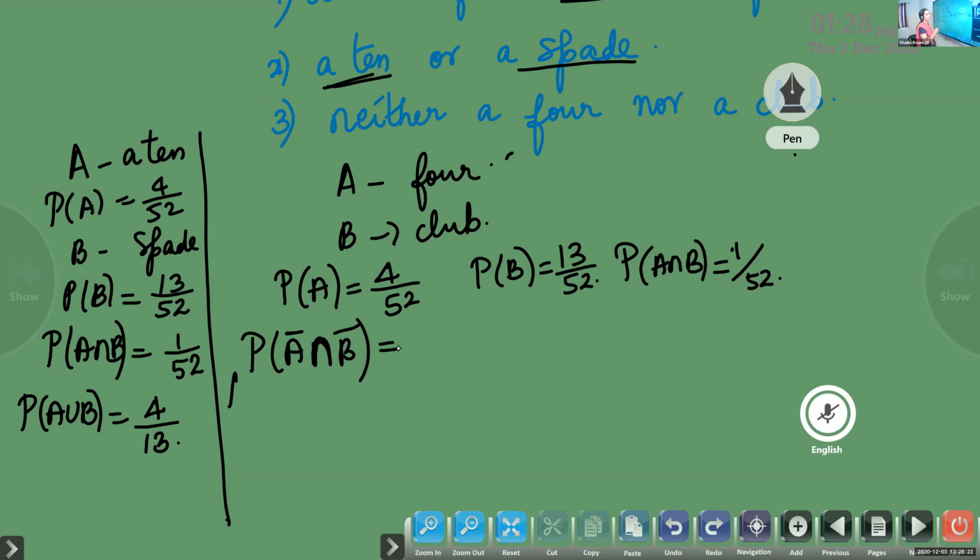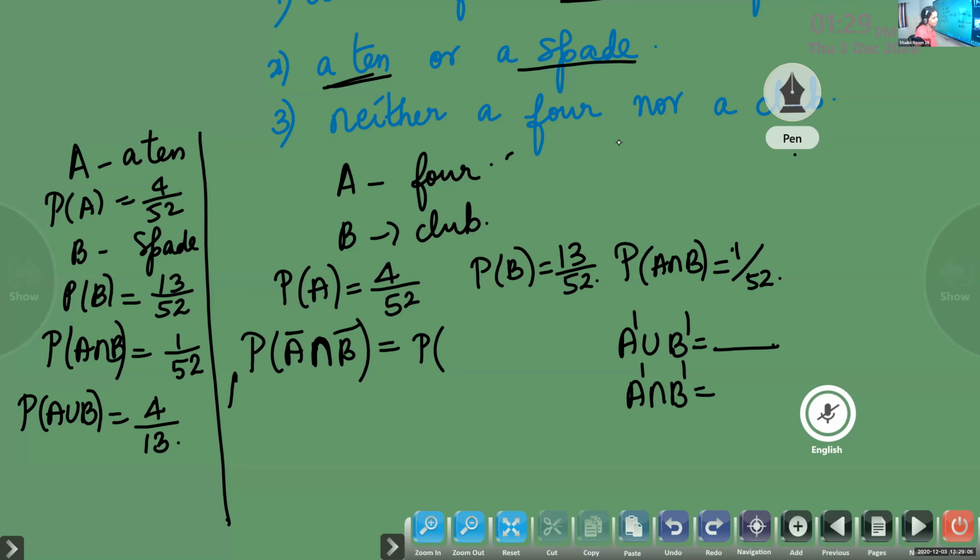But what do we know about A bar intersection B bar by De Morgan's law? What is A bar intersection B bar? By De Morgan's law, Rijas, what is A bar intersection B bar? Yes, in set theory we have learned it. A dash union B dash is something, A dash intersection B dash is something. These two laws we will be using here. We learned them at the beginning of this year.